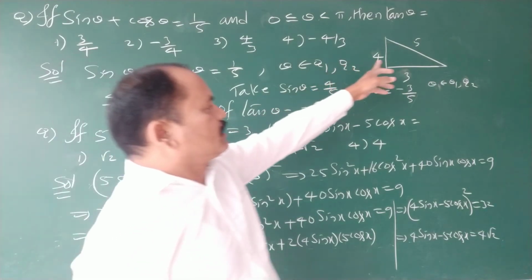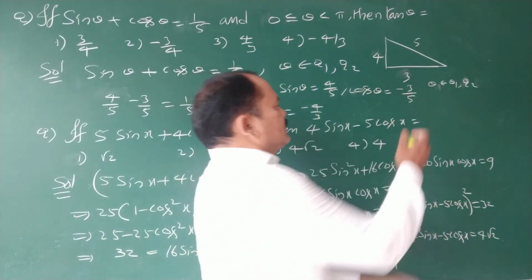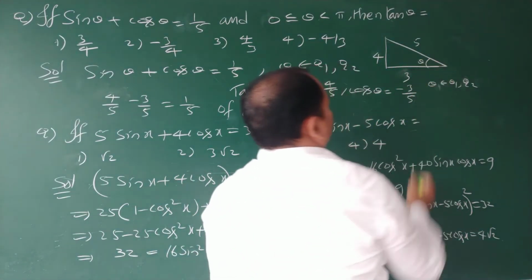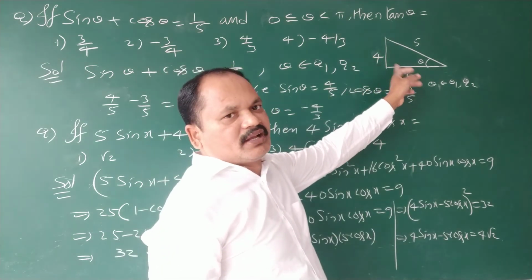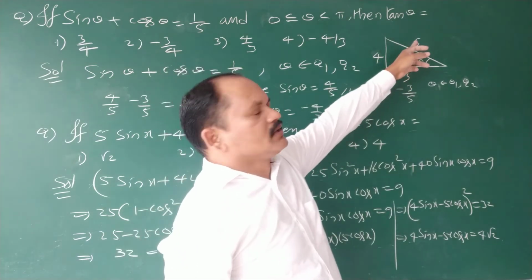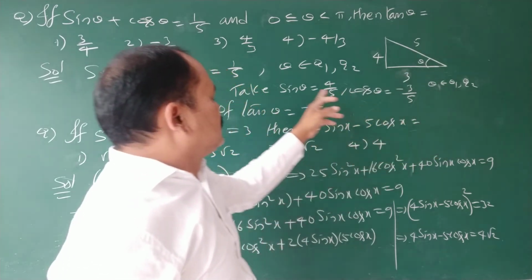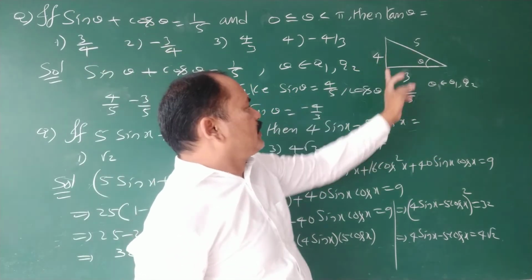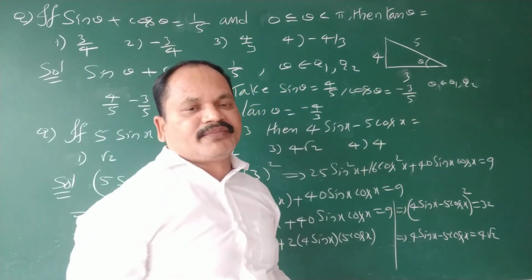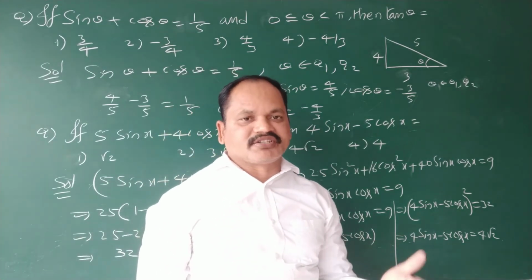So we have to take a triangle. The angle is taken as theta. Now tan theta is equal to opposite side by adjacent side, 4 by 3. So according to the triplets, the hypotenuse is 5. That's why sin theta is 4 by 5, cos theta is minus 3 by 5, since there is a chance for cos theta to be negative in the second quadrant.